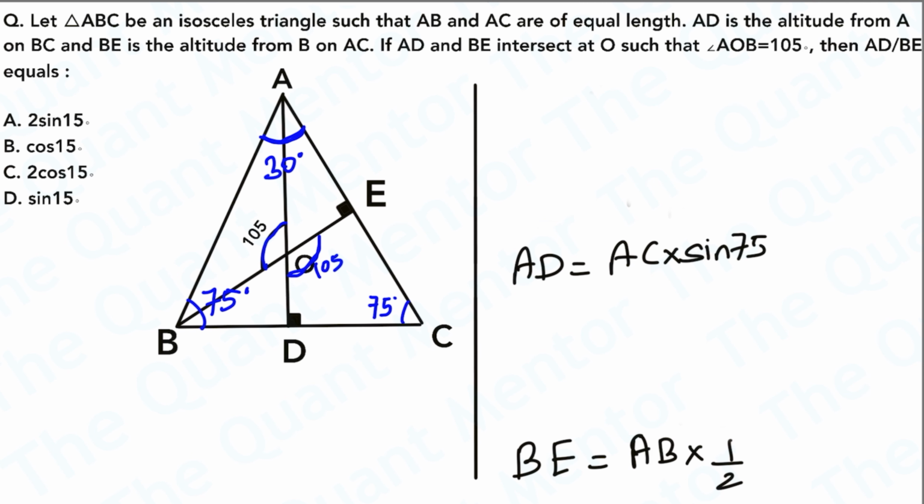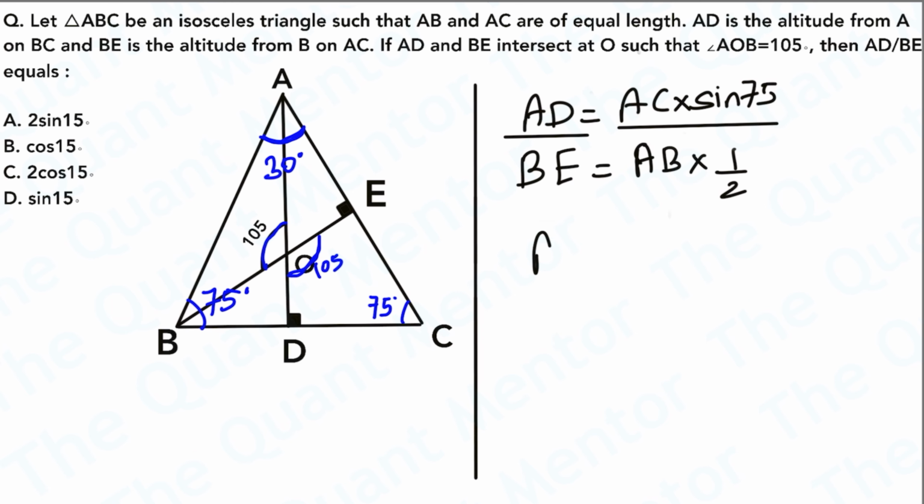And our next step is we are going to divide these two equations. So we'll get AD divided by BE will be equal to AC and AB will get cancelled because they are the equal sides of the isosceles triangle. Sine 75 upon half will be twice of sine 75.